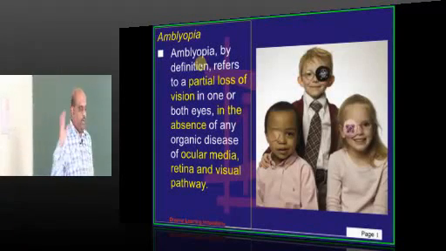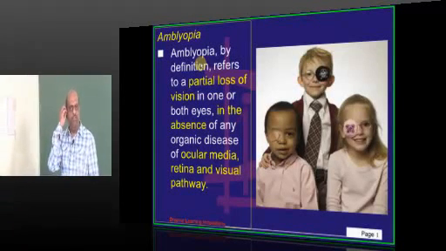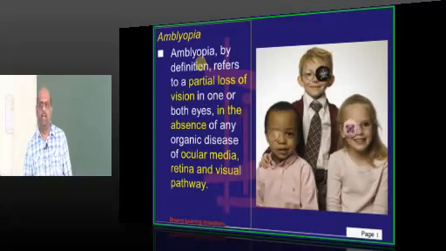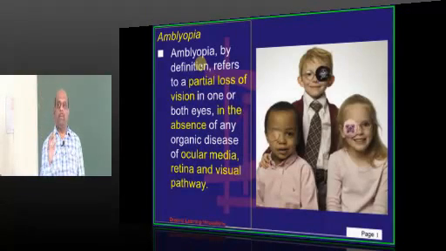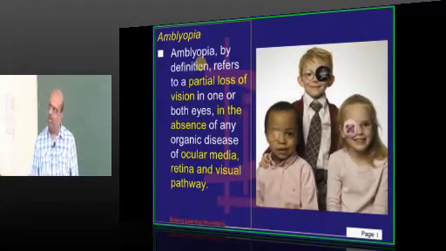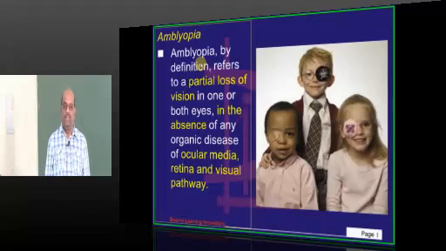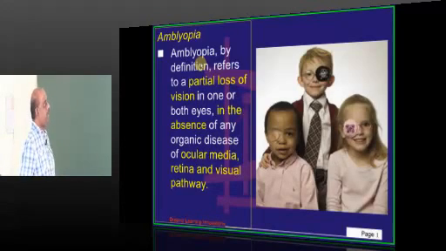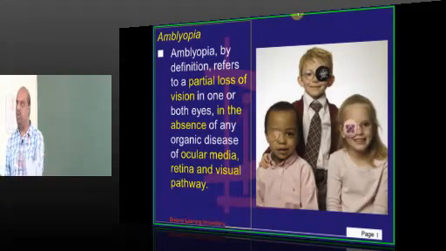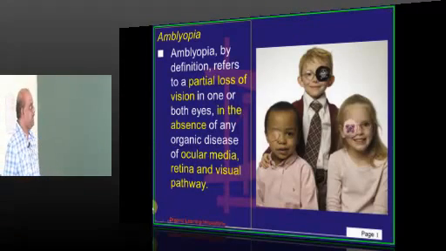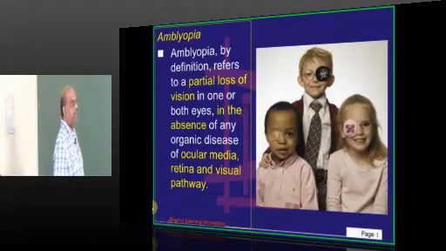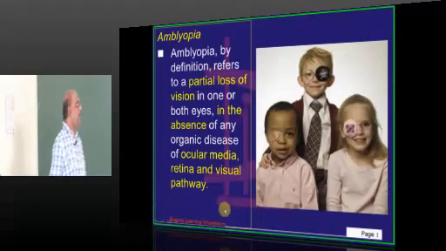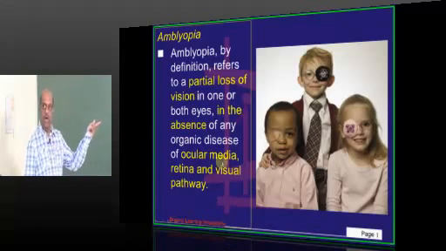What is amblyopia? There are some 5 to 6 critical points in the topic of amblyopia which you have to remember for entrance exams and also for university exams. So, amblyopia is a partial loss of vision in one or both eyes without any organic disease in the ocular media.